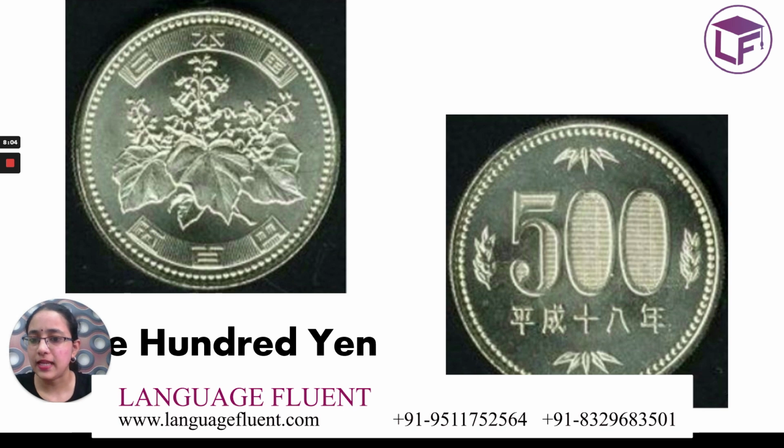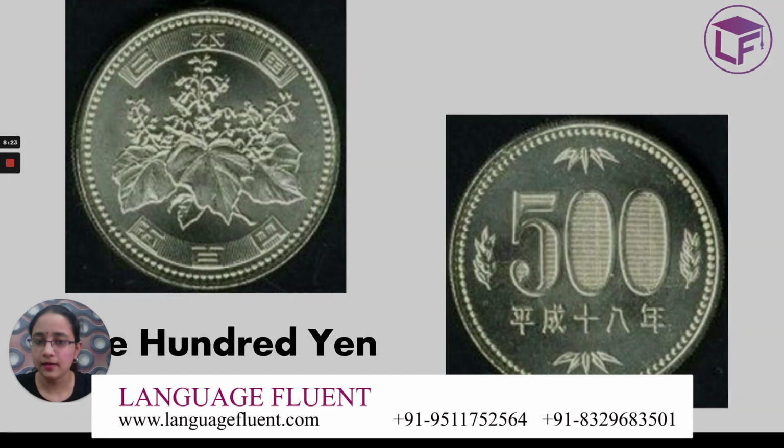And we can see some leaves. These are leaves that are considered to bring good luck or good fortune. So those have been depicted in this particular coin. And on the front side we can see a few leaves, and we can see the era and the number 500. So that's about it. This is the 500 yen coin.